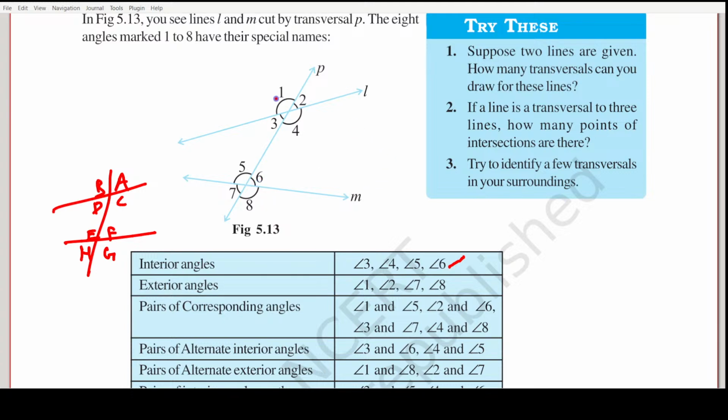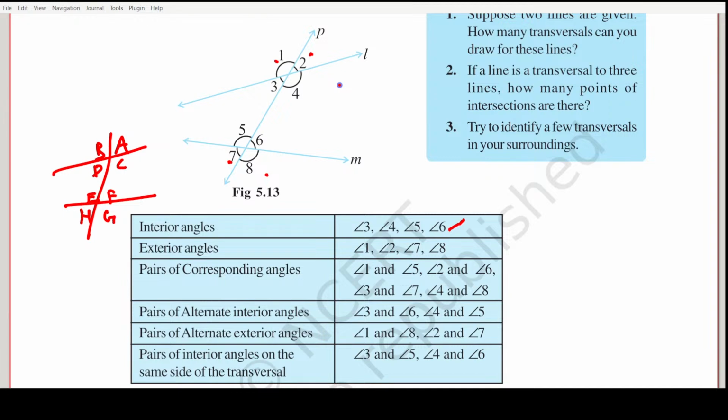What are exterior angles? The other four: 1, 2, 7, 8, because they are outside.